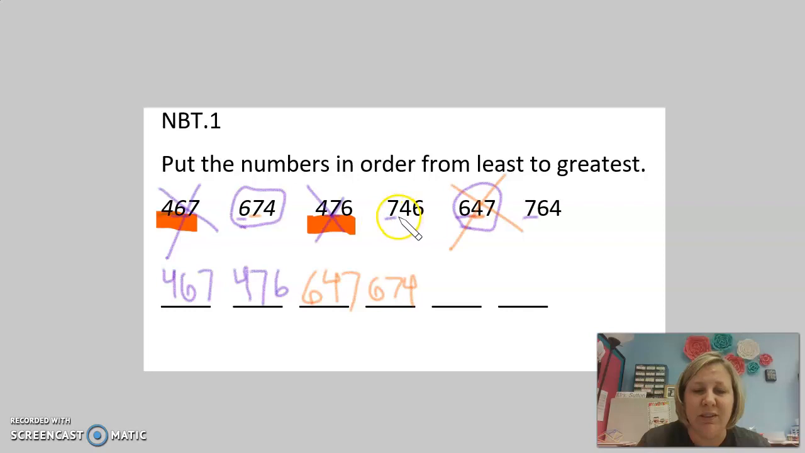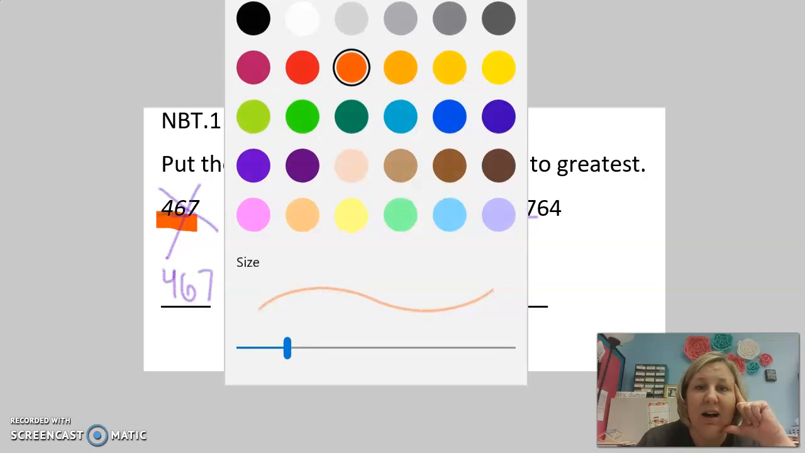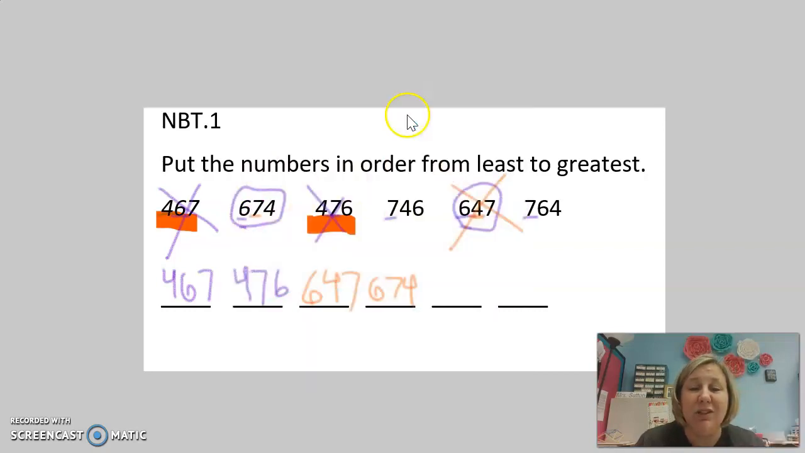My 700s and a 700 here. So since they both start with the 700, which place value will I look at next? That's right, boys and girls. I'm going to look at the tens place. This one is 40. This one is, what? I can't hear you. 60. So which one is less? 40 or 60? 40 is less. So I'll have 746 and 764.